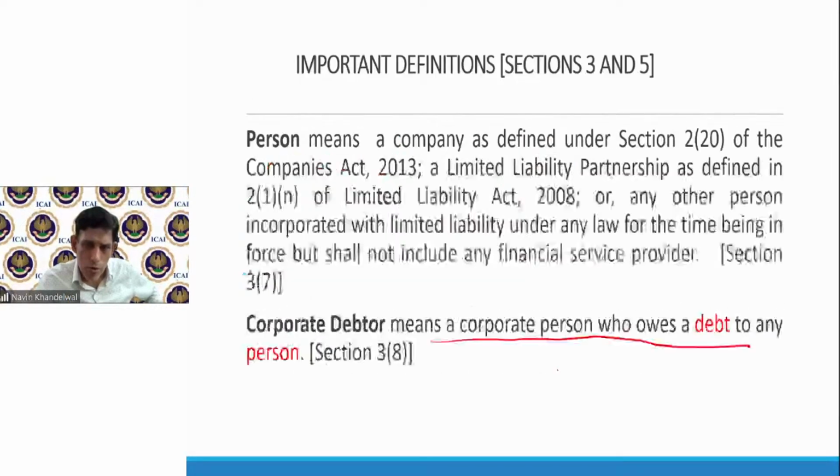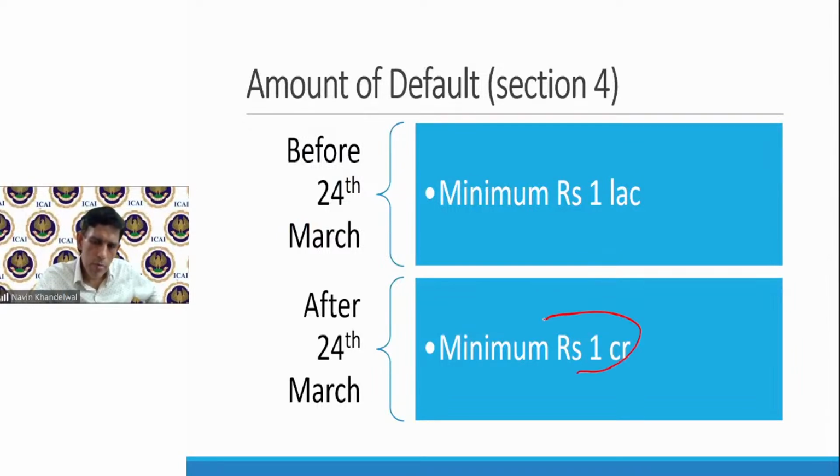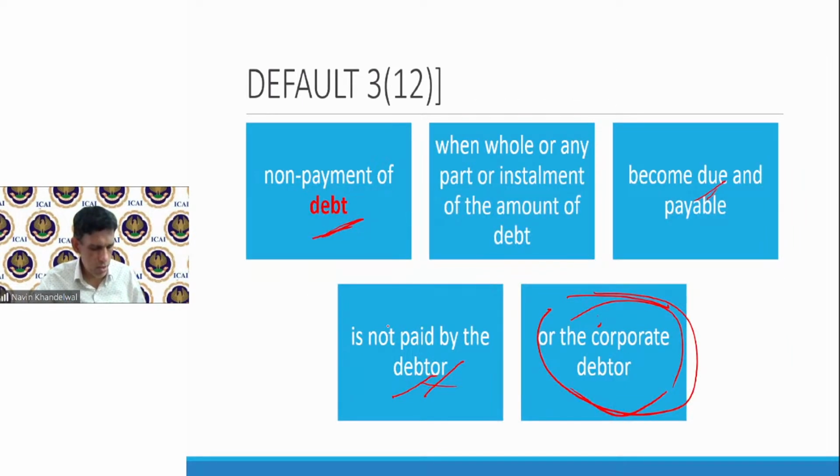Now, debt of what amount? Minimum 1 crore, which became effective after 24th March 2020, just one day prior to the lockdown being announced. This notification was issued, and before 24th March, it was 1 lakh. And after 24th March, it was 1 crore. Right? So any questions?